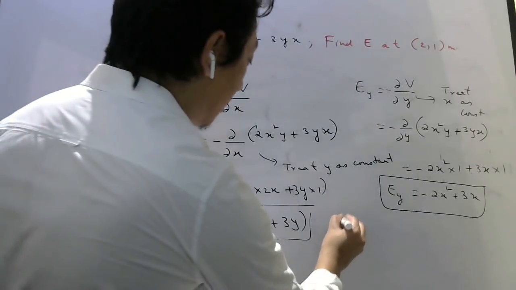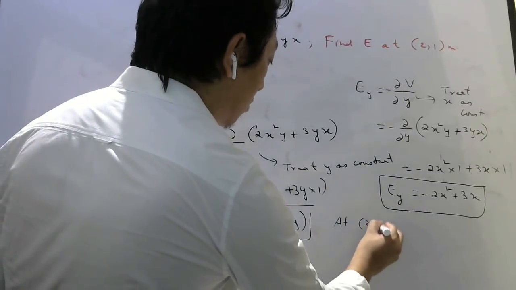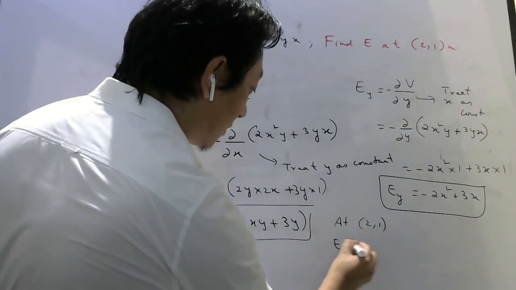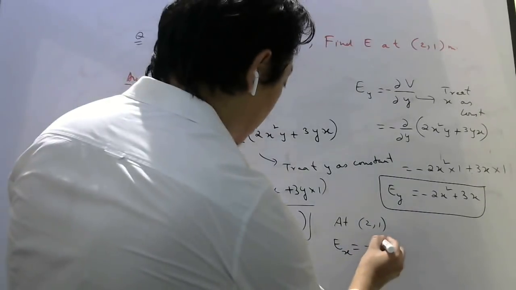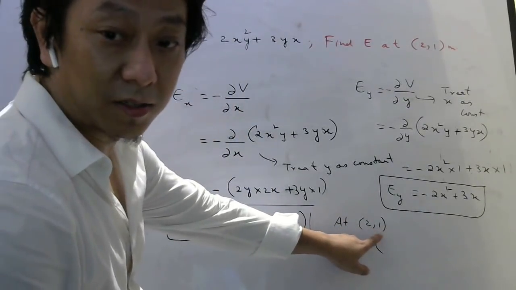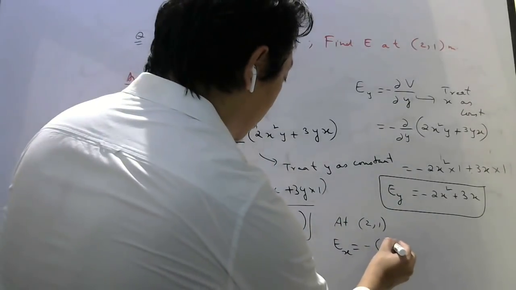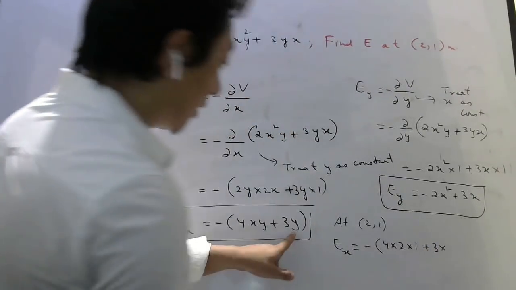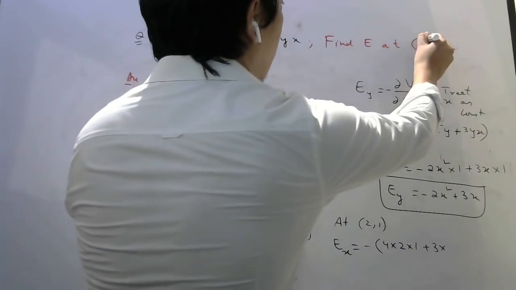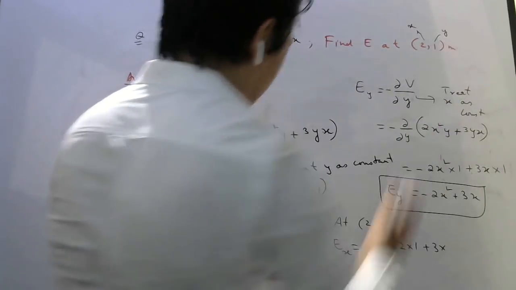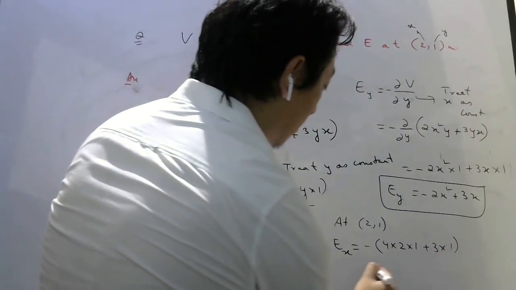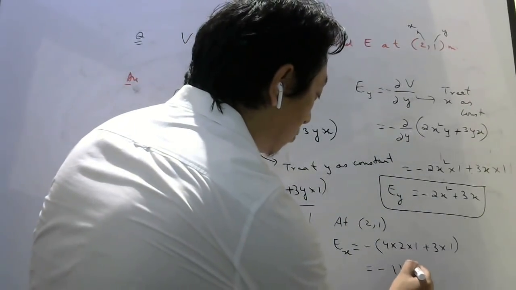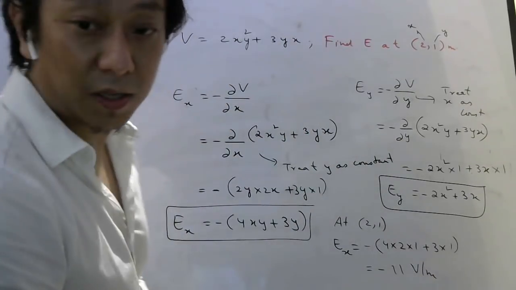Now at which point do they want it? They want it at 2 comma 1. At that point they want it. So at that point what will be your Ex? So just substitute, this is the x coordinate, this is the y coordinate. So 4 into 2 into 1 plus 3 into the y coordinate, which is 1. This will be minus, this is 8 plus 3, 11. The unit will be volt per meter. So Ex is minus 11.